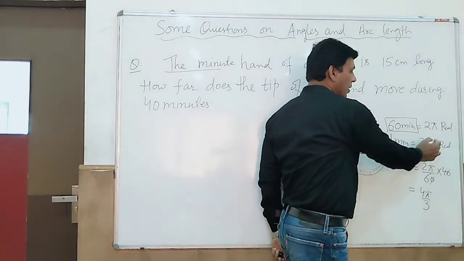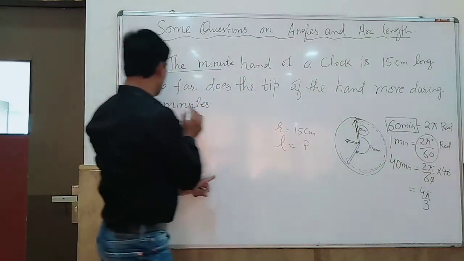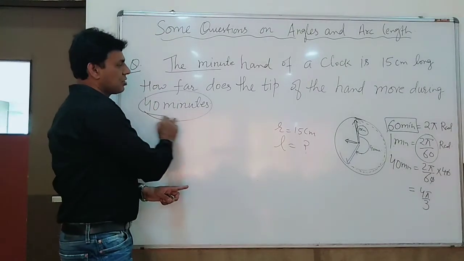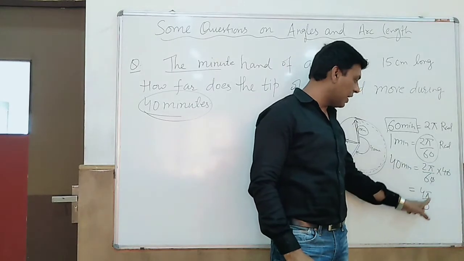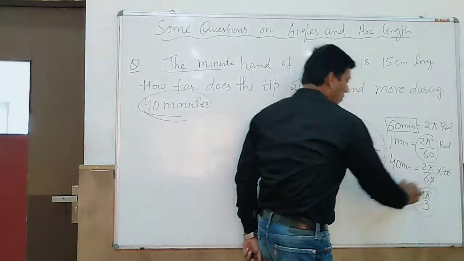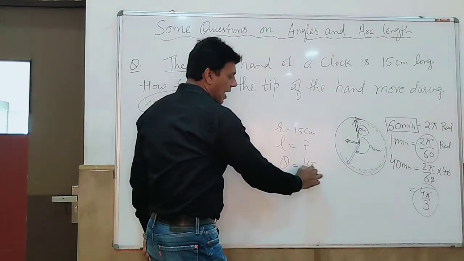So 1 minute will be 2 pi upon 60. And in the question it is given that 40 minutes. So in 40 minutes, the angle will be 2 pi upon 60 into 40. After calculation, this is 4 pi by 3. So this way, we have the angle also.